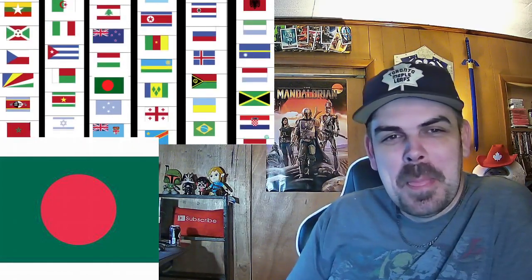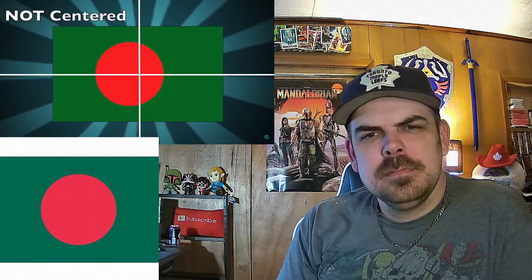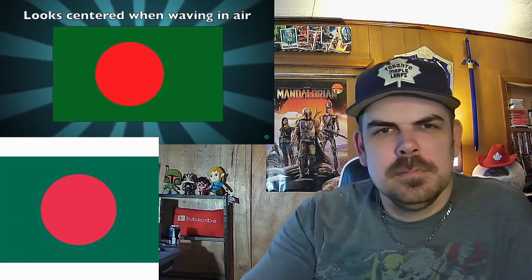Let's dissect the flag. Now, you've probably seen this flag before and thought, who dipped the flag of Japan in a tub of algae? Well, it's not some green mutated version of Japan's flag, it's Bangladesh's. Essentially, the flag has a green field and a red circle that is not in the center, but a little bit offset closer to the hoist side, and the reason for this is so that it looks centered when the flag is waving in the air.